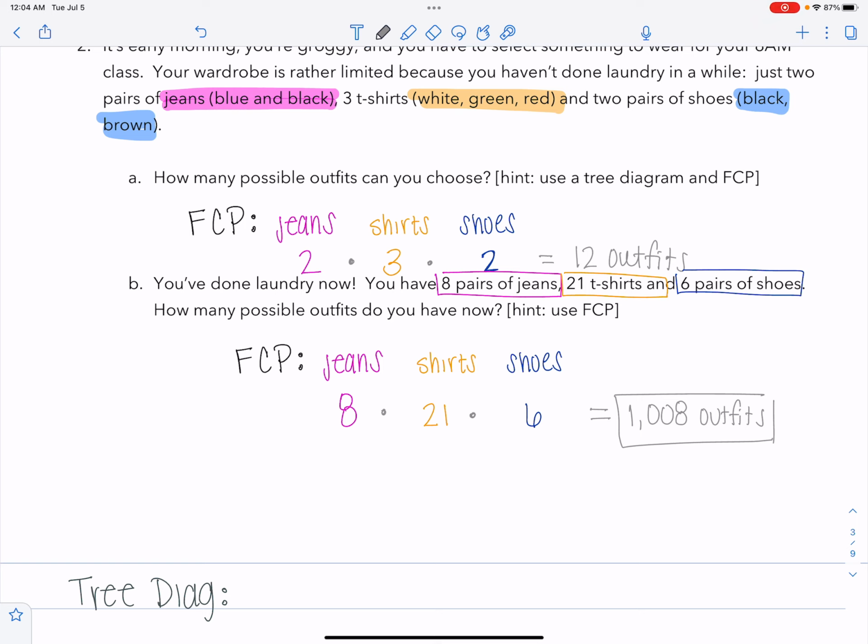And so now you don't have to bother with the tree diagram. We can use this fundamental counting principle. This just finds the total number of outcomes. It doesn't necessarily find the probabilities in the middle, but it certainly is beneficial.